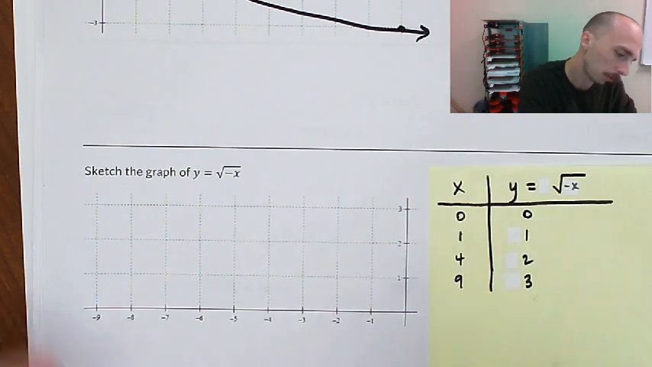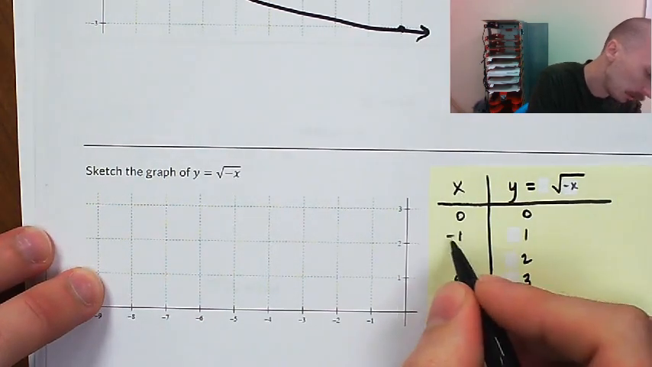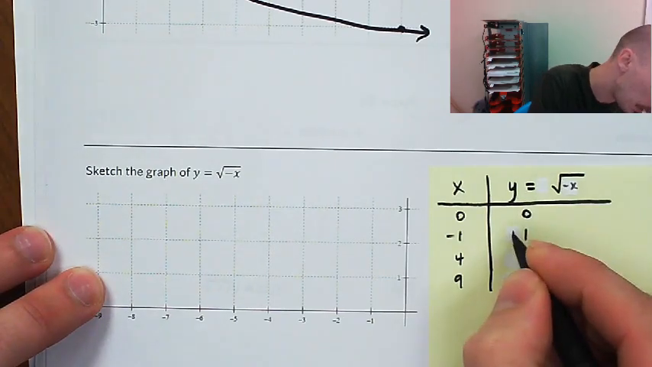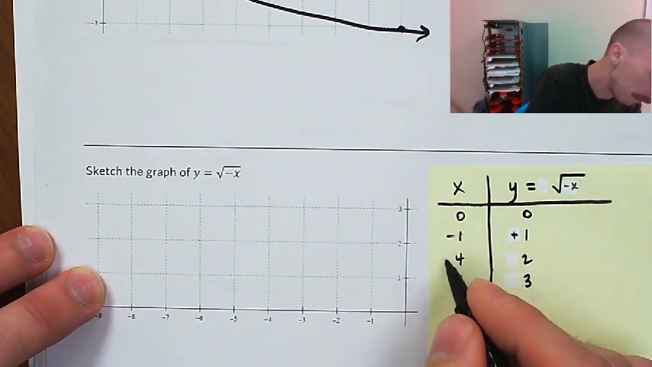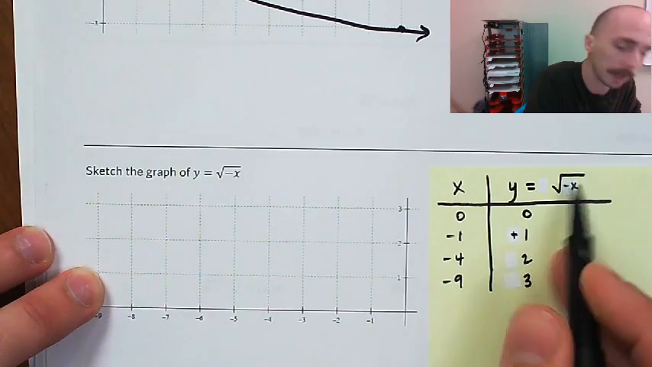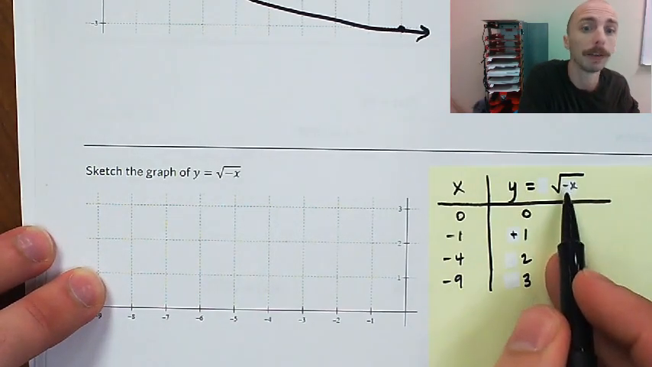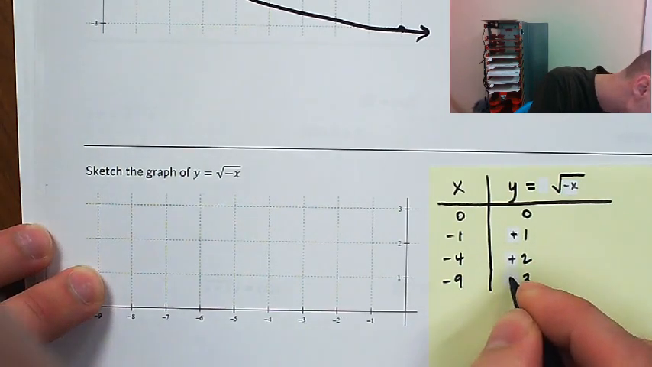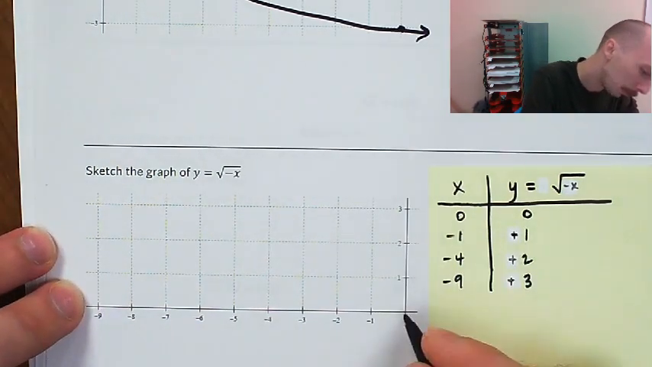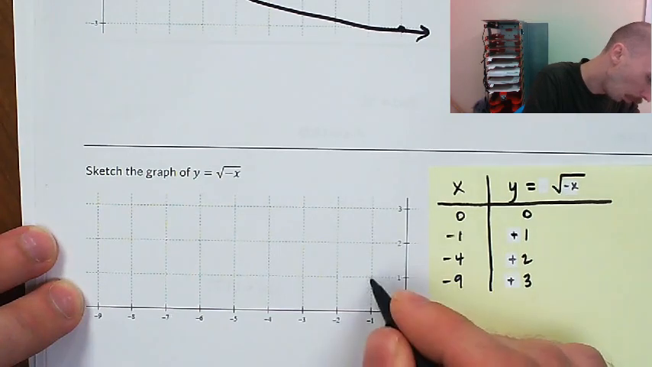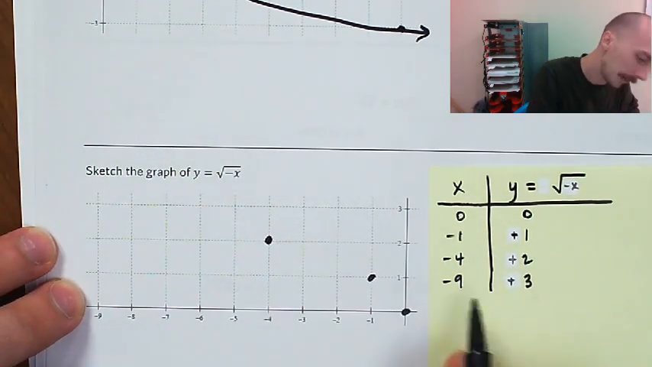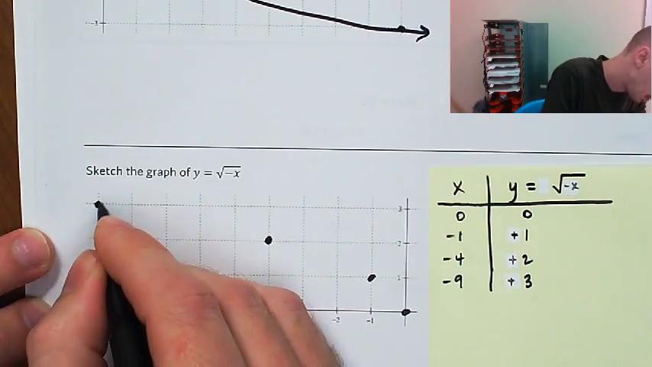So what we're going to do instead is say, all right, if x was -1, I'd plug it back in there, and I'd be taking the square root of +1, and so I'd get +1 there. And then if I plugged in -4 and -9, I could make those positive by multiplying by -1 first, and then take the square root, and then I would be seeing +2 and +3. So 0, 0; -1, 1; -4, 2; and -9, 3.